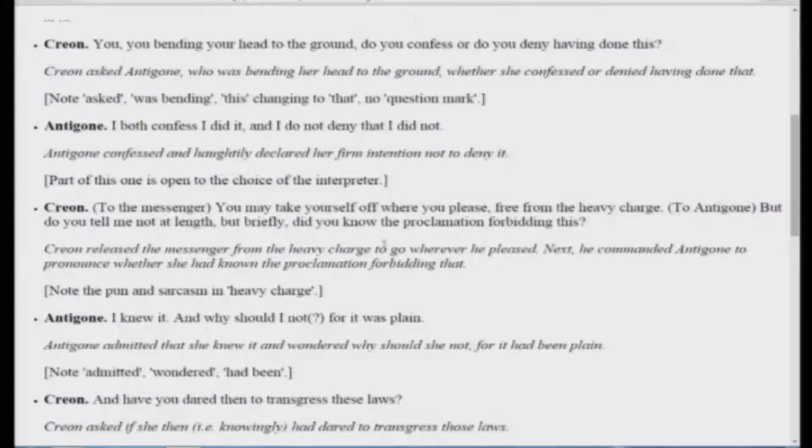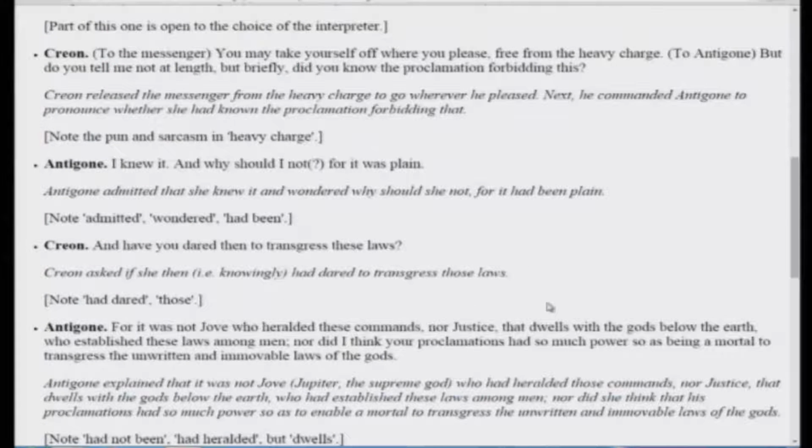Okay? So, you do not have to say that he commanded that she tells, no, nothing of that sort. He commanded Antigone to tell or to pronounce whether she had known the proclamation forbidding that. This has become that, make note. Okay? And there is a little pun and sarcasm in heavy charge. Okay?